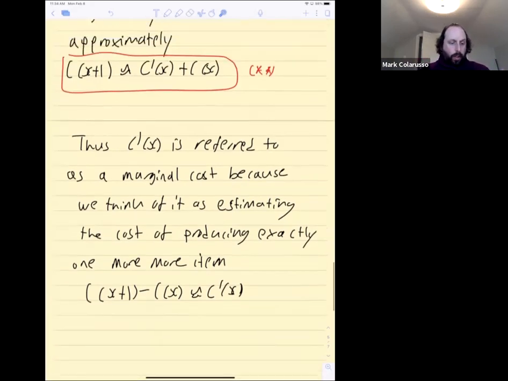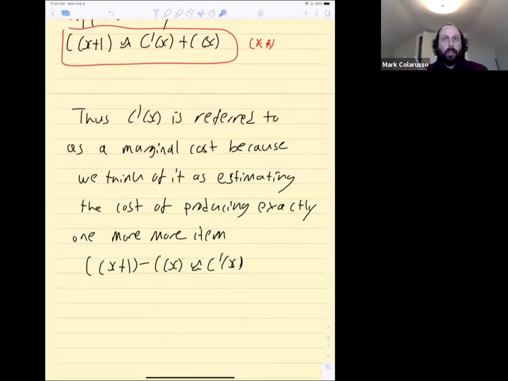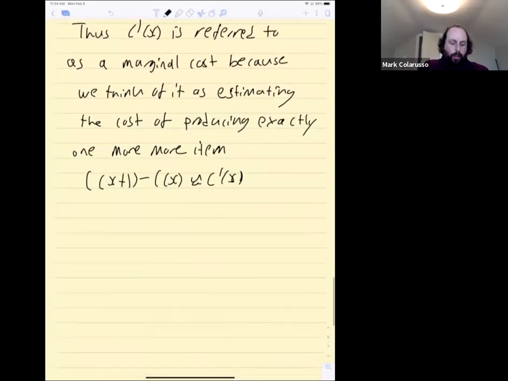Okay, so let us actually do a concrete example. And I should say, similarly for the revenue and profit. And then we'll do a concrete example.